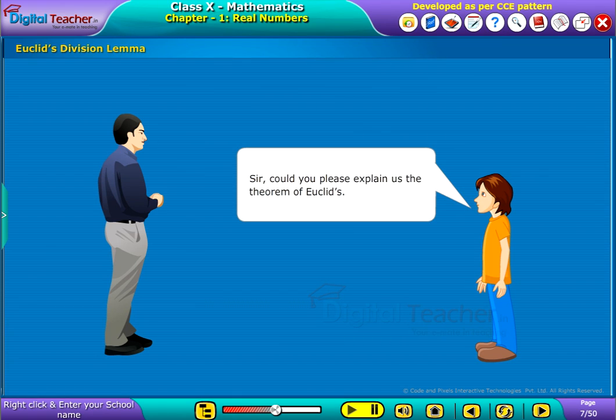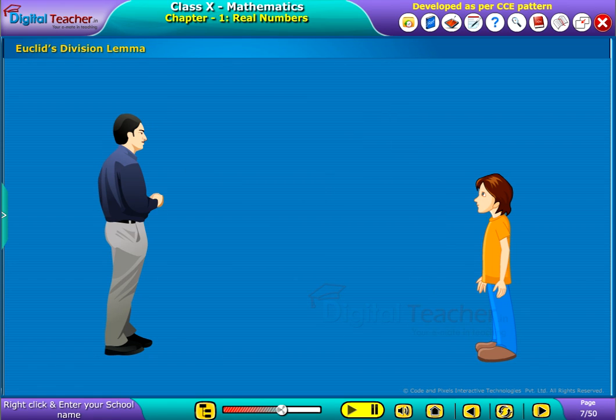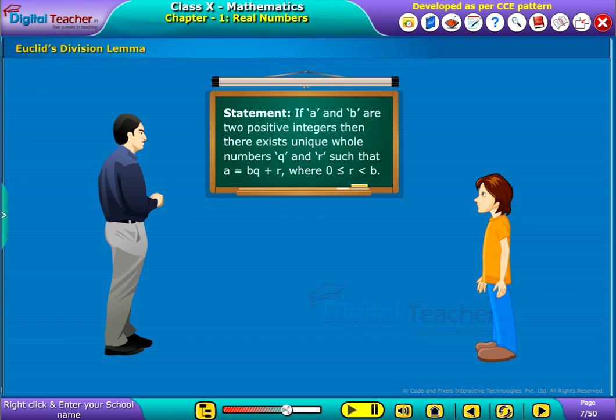Sir, could you please explain to us the theorem of Euclid? Okay, listen to the theorem statement. Now, let us know the theorem on Euclid's division lemma. Statement: if a and b are two positive integers, then there exist unique whole numbers q and r such that a is equal to bq plus r, where 0 is less than or equal to r, which is less than b.